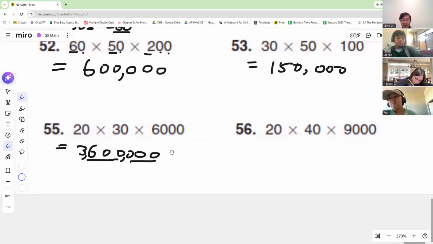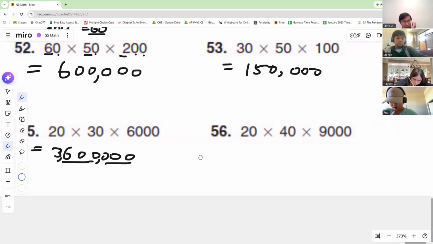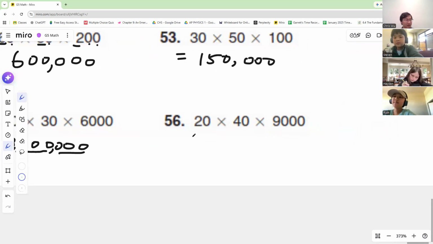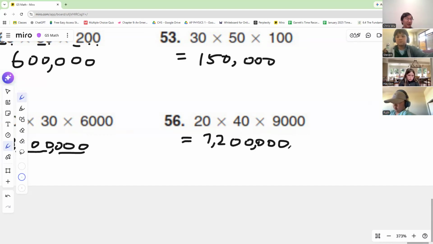Okay, good. All right, for 56, Stephen, 72 and 5 zeros. Can you say that again? I couldn't hear you. 72 and 5 zeros. Good. 72 and then 5 zeros. And put a comma here, put a comma here. So 7,200,000 will be the right answer. Okay. All right, good job.